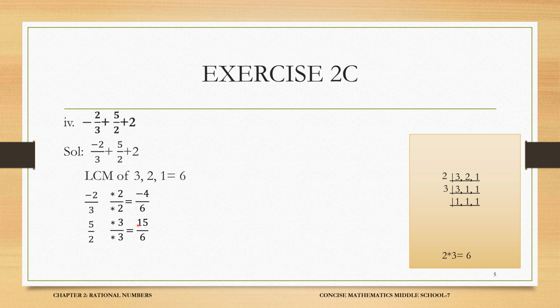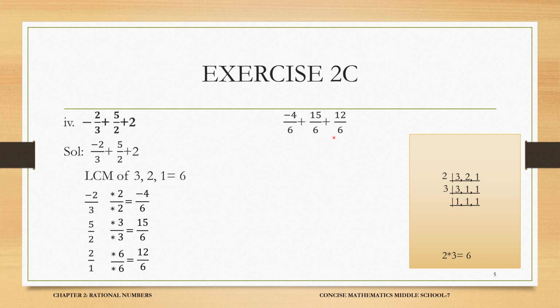I hope you understood this. Let's take the third rational number 2 by 1, and to make the denominator 6 for this you have to multiply it with 6. 2 6s are 12, 1 6 is 6. Now look, for these three rational numbers all the denominators are equal, so just put a plus sign and add them.